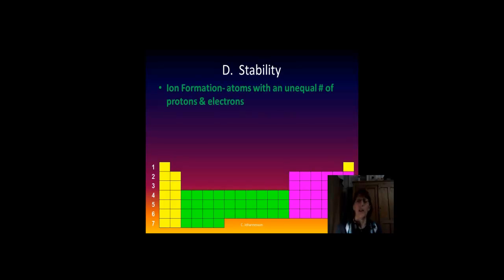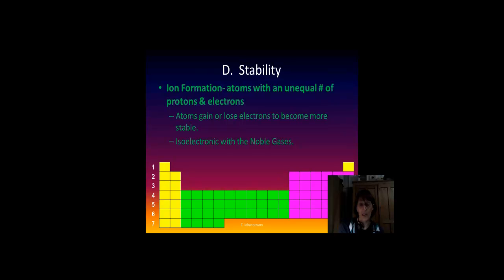Now, when you talk about ions, you have something where you've altered the number of electrons, so you have an unequal number of protons and electrons. So the atoms gain or lose electrons to become stable. Again, that word stability is really important. Why are they reacting? They're reacting to gain or lose electrons so that they become stable.